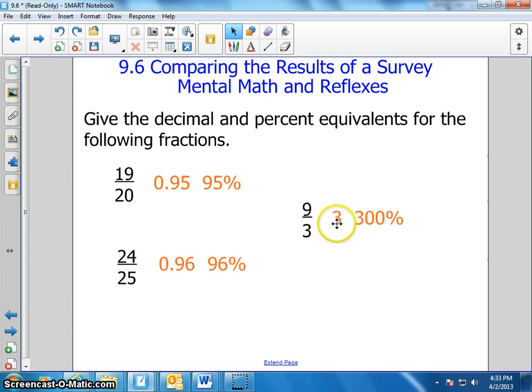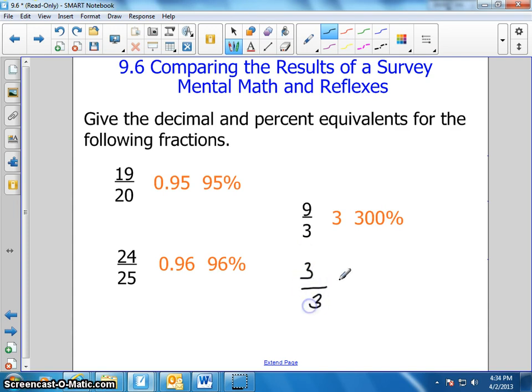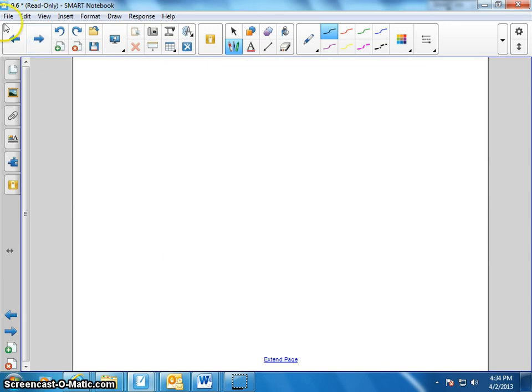So instead of having pieces, we have wholes here. And this, since it's bigger than 1, it's actually 300%. Because if this was 3 over 3 here like this, that would be equal to 1, which is equal to 100%. Alright, but since this is 3 wholes, and the decimal is 3, just pretend there's a decimal point there, and 300%. Alright, moving on.